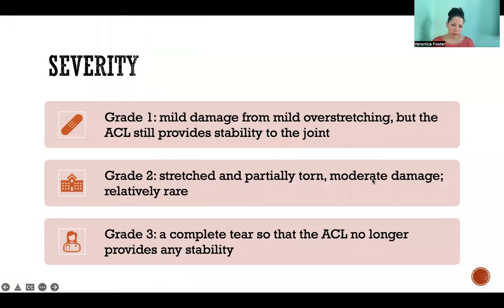All right, so severities of ACL injury. Grade 1 is the most mild. There's been some overstretching, a sprain of the ligament, but the ACL is still intact and provides stability for the joint. Grade 2 is worse. It's stretched. It might be partially torn, moderate damage, but a grade 2 is actually pretty rare. For the most part, ACLs either have a mild sprain or they completely rupture. The in-between is not seen nearly as often. Grade 3 is where we have a complete tear so that the ACL is no longer providing any stability for the joint.